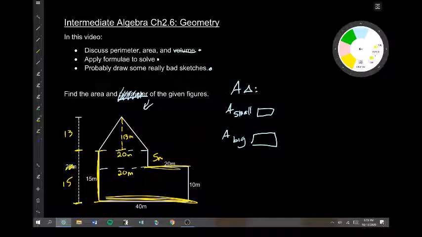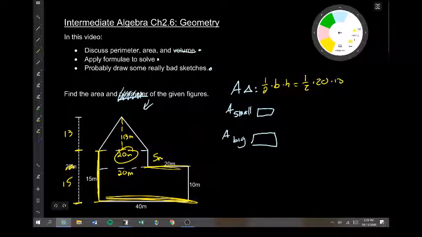To find the area of a triangle, it's 1/2 times base times height. And the base right now is 20, and the height is 13. So 1/2 times 20 times 13 is 130 square meters. Area is always in a unit squared, so it's square meters.